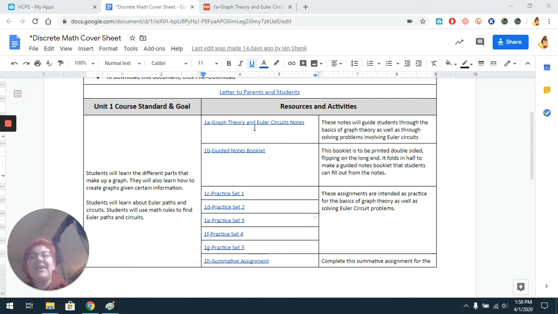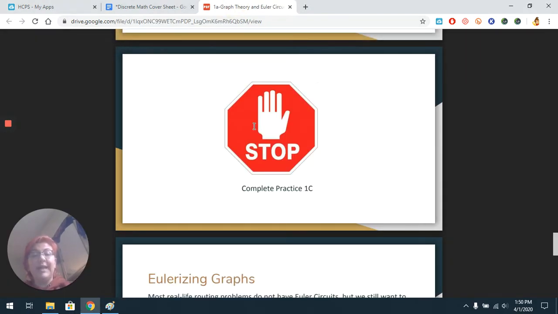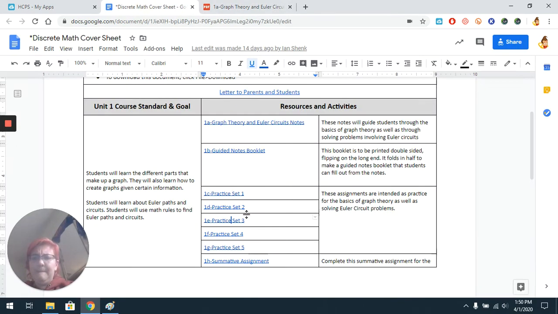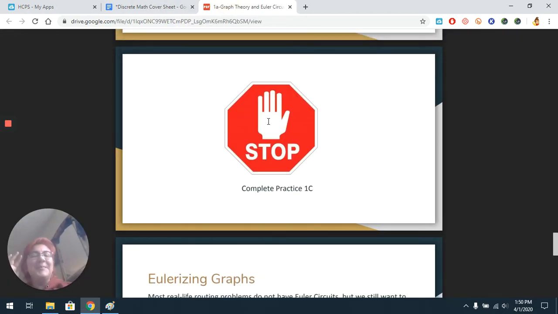Okay, I'm going to click on the graph theory and Euler circuits notes, which will open them up. I've got them here, and I scroll down to where we stopped last time, where it says to complete practice 1C, which really should be E, I think. A, B, C, D, E. Yeah. Let's look. Yep, it should have said 1E. What are you going to do? All right, let's finish this up.